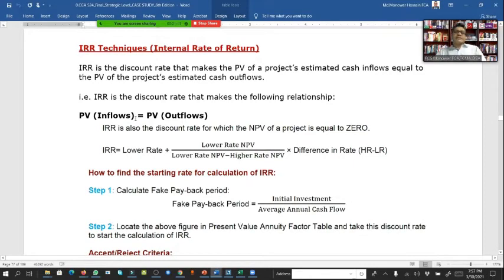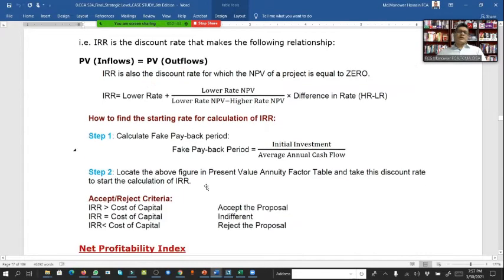So IRR is the discount rate that makes the present value of project estimated cash inflow equal to the present value of project estimated cash outflow. What is the relation? The relation is that PV inflow should equal PV outflow. So IRR is also the discount rate for which the NPV of the project is equal to 0.